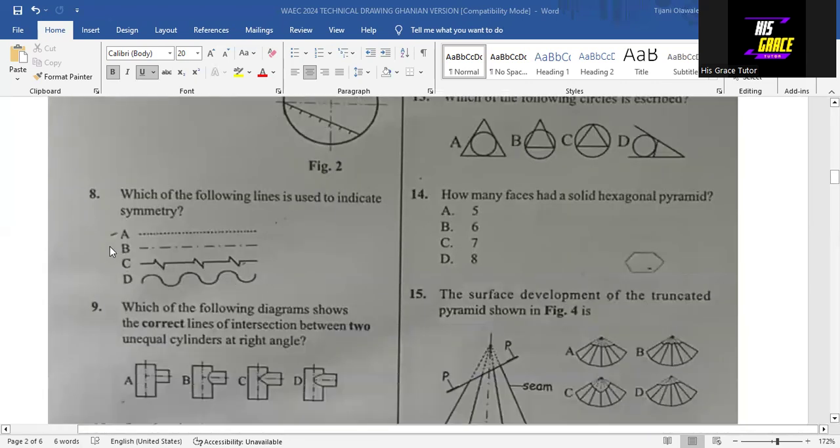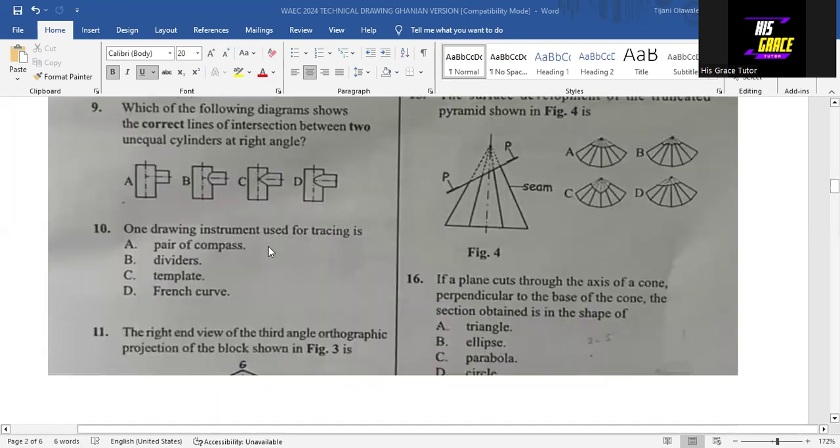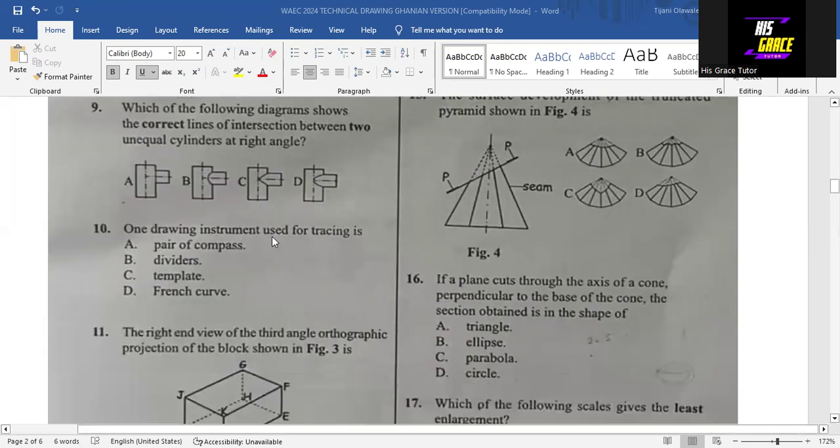Then question 8 says, which of the following lines is used to indicate symmetry? The answer to this question is option B. Then question 9 says, which of the following diagrams shows the correct lines of intersection between two unequal cylinders at right angle? The answer here is option B. Then question 10. One drawing instrument used for tracing is a template. A template is used for tracing shapes.